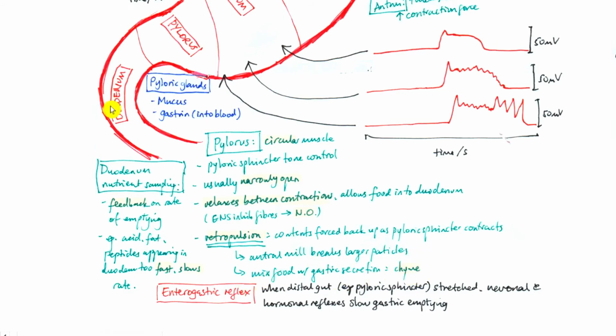In the last part, the duodenum, before it goes to the intestine, well, the duodenum is part of the intestine, but anyway, the duodenum has nutrient sampling. There's feedback on the rate of emptying. For example, acid, fat, and peptides appearing in the duodenum in the small intestine too fast slows down the rate of emptying. The pyloric glands secrete mucus and gastrin into the blood as well. Enterogastric reflex is when the distal gut, for example the pyloric sphincter, is stretched, and neuronal and hormonal reflexes slow the gastric emptying. So the nutrient sampling is contributing to the enterogastric reflex.